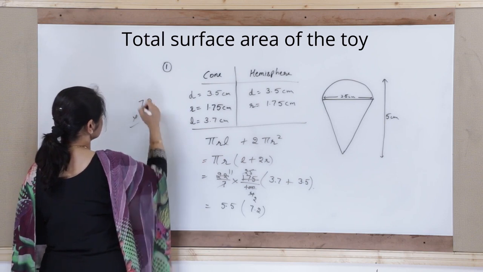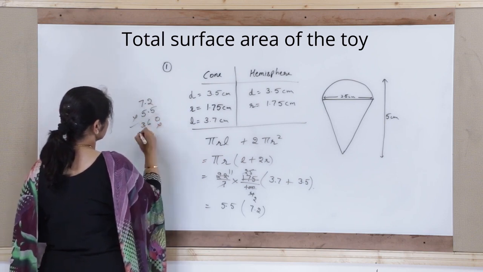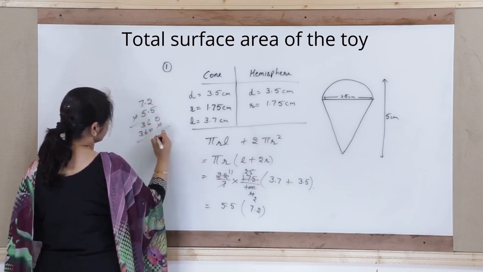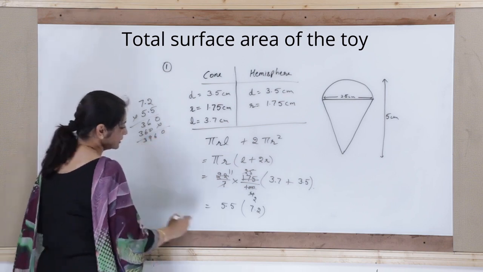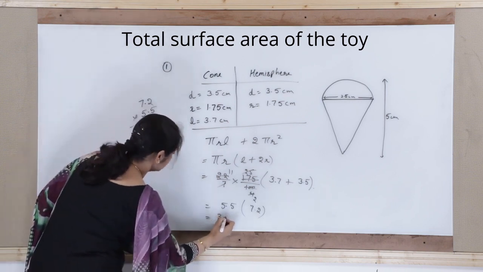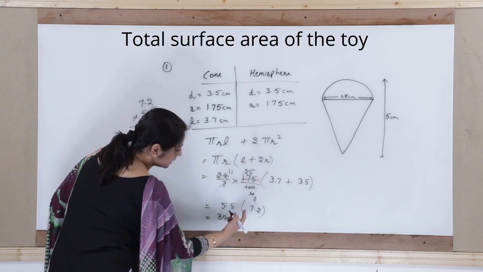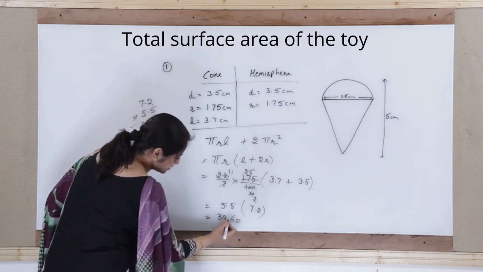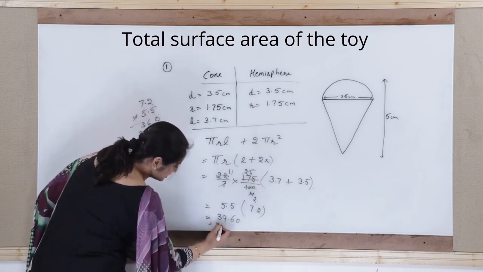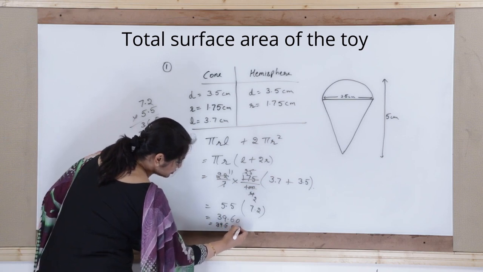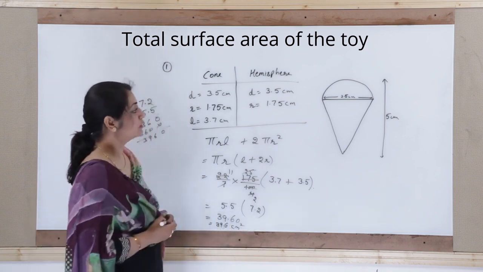So the answer will be 3960, and the decimal from 2 places here. So the answer is 39.6 centimeters square. That will be the total surface area of this top.